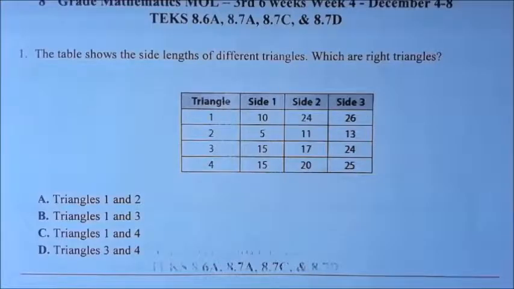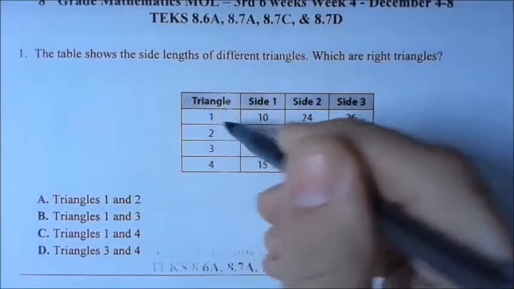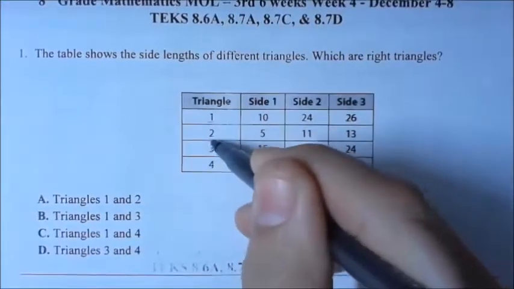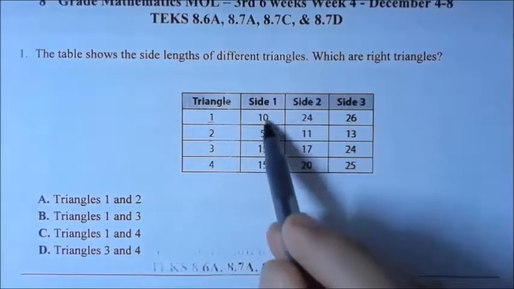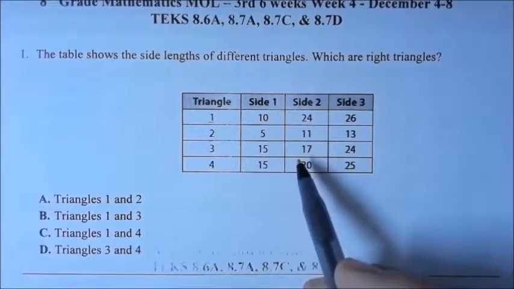It says the table shows the side lengths of different triangles, which are right triangles. So if you look right here, these numbers just represent which triangle it is. So we have triangle 1, 2, 3, 4. Then our lengths are these three values going across.